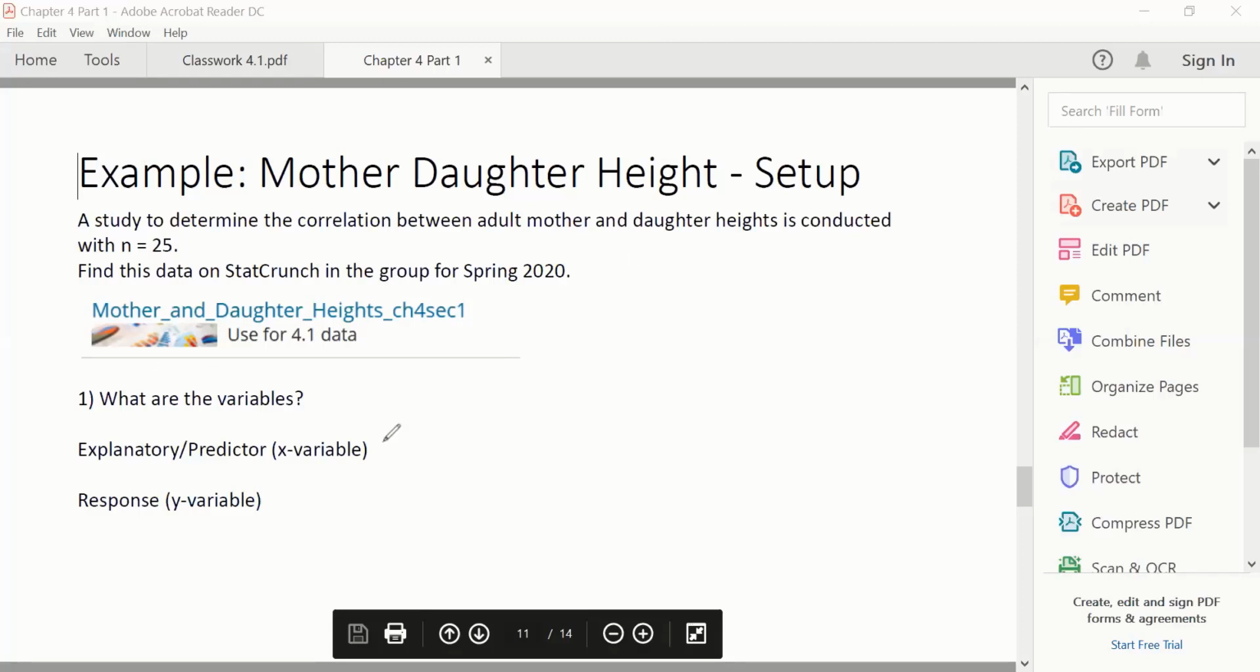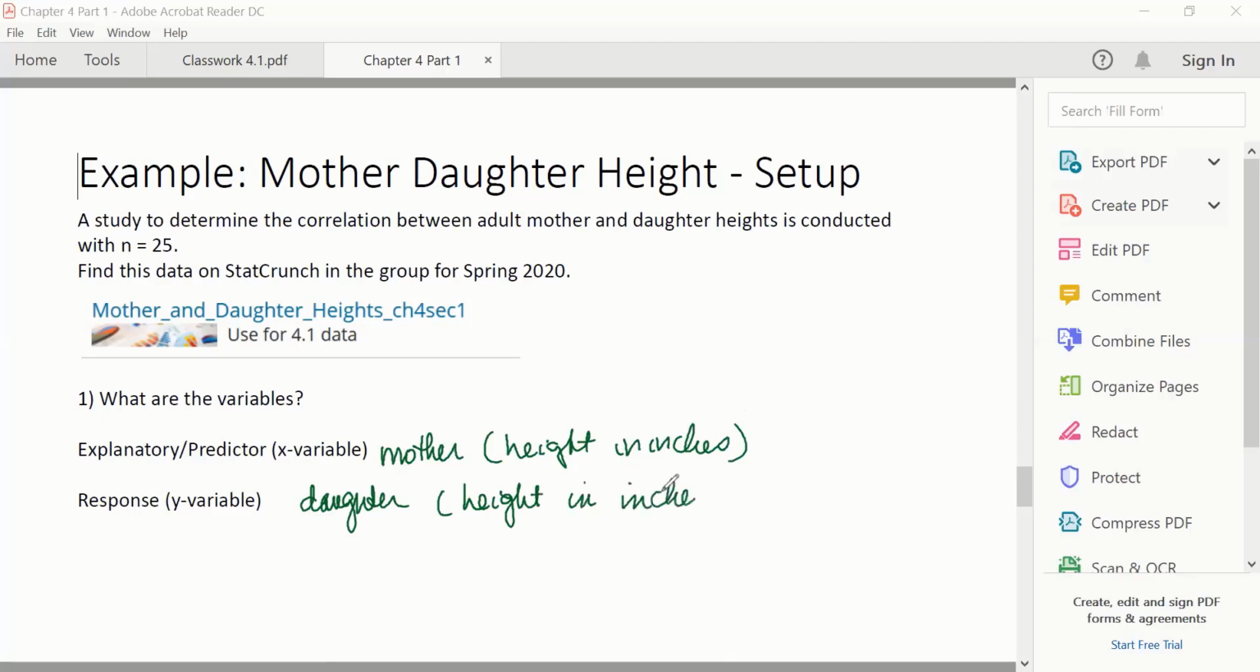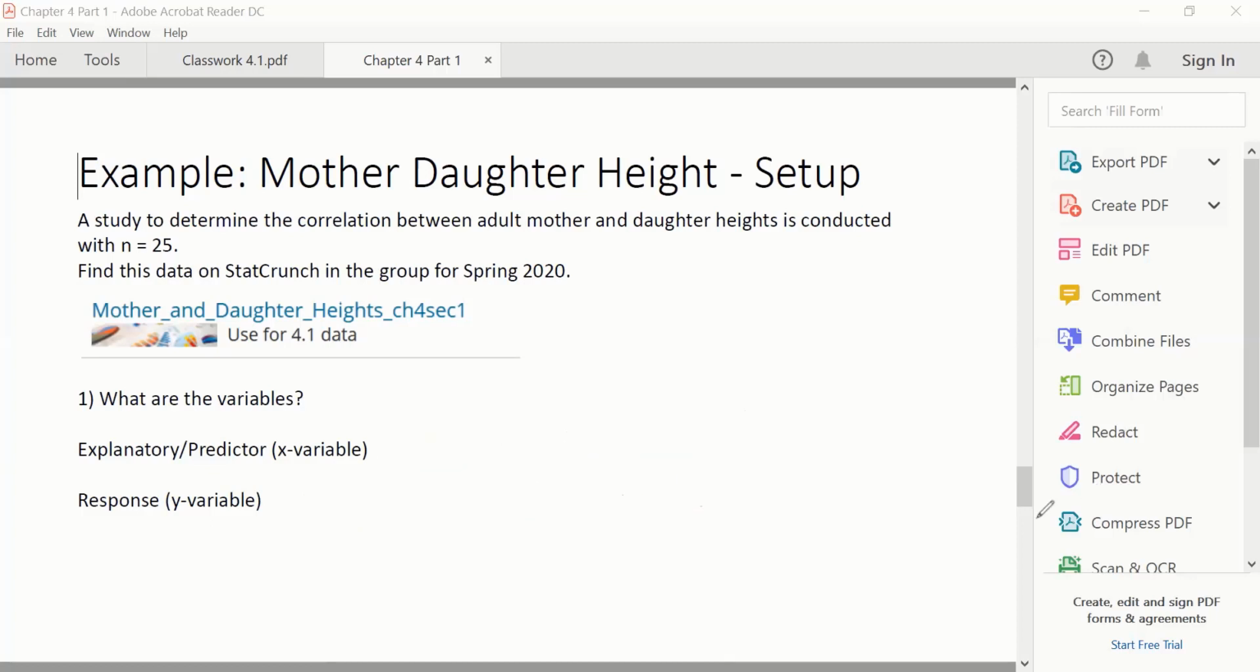And what we think is that the mother data will predict the daughter data. So the mother's height in inches predicts the daughter height in inches. So our explanatory variable is mother and our response variable is daughter.